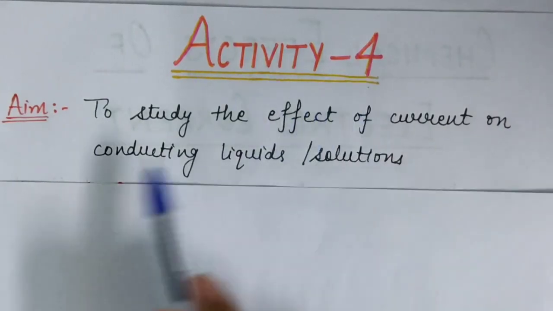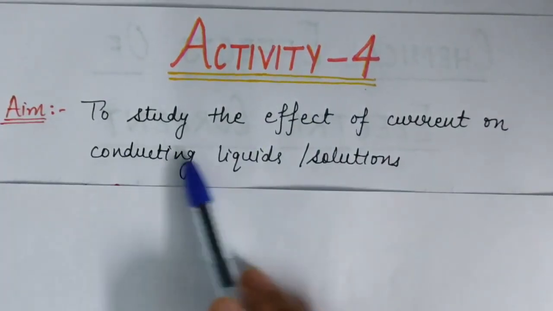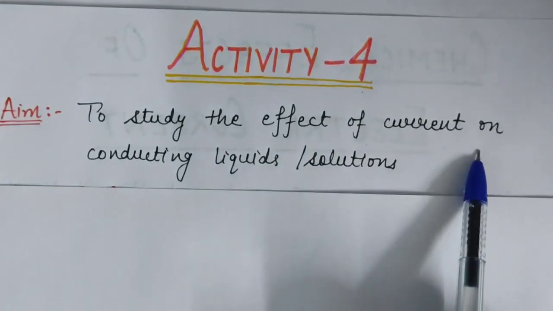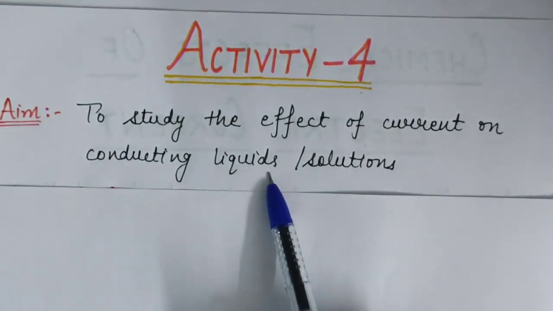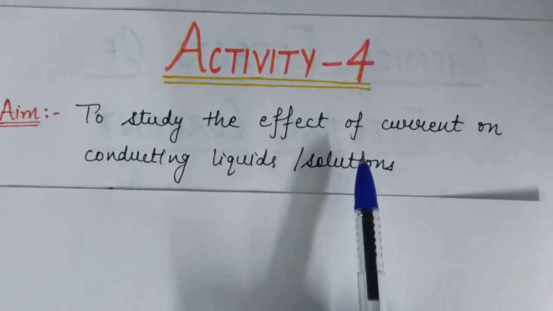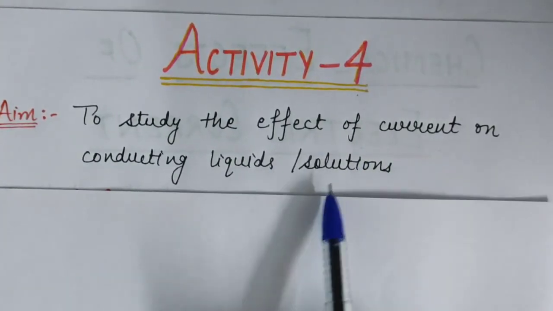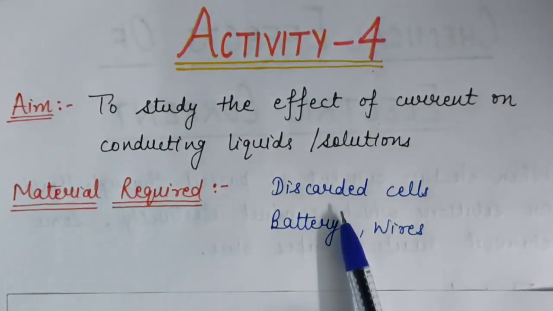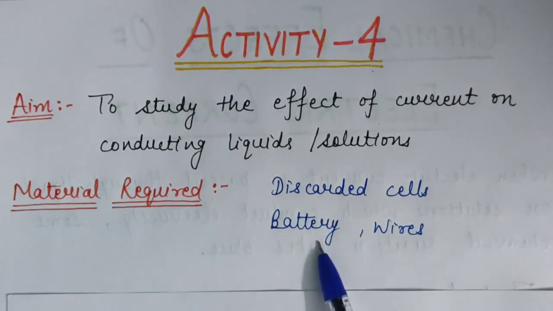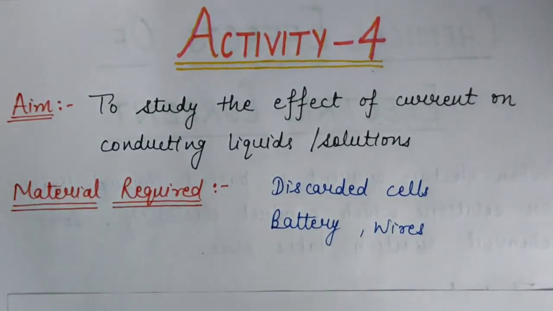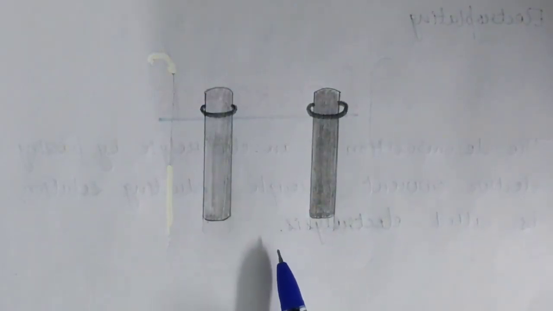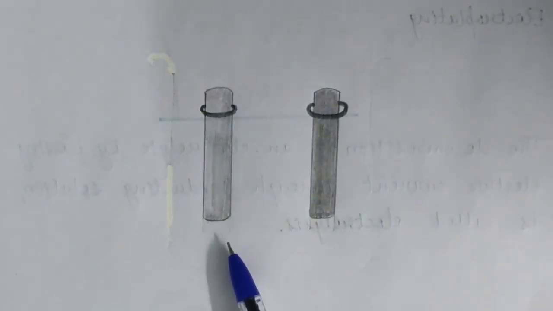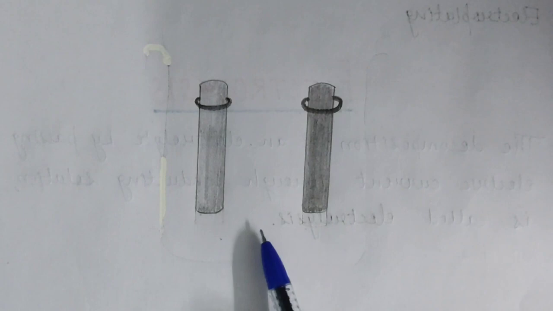Activity number 4. The aim of this activity is to study the effect of current on conducting liquids. Means by this activity, we will study the effect of current in conducting liquids or solutions. For this, the materials required are discarded cells, a battery and some wires. First of all, take two carbon rods carefully from two discarded cells. These are two carbon rods.